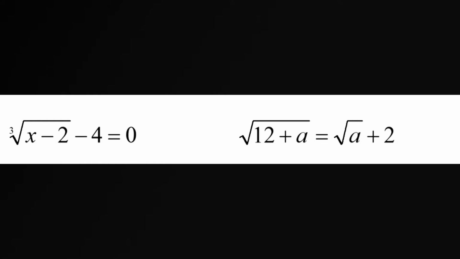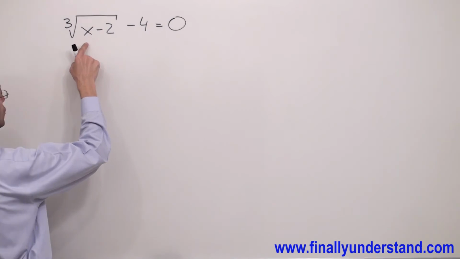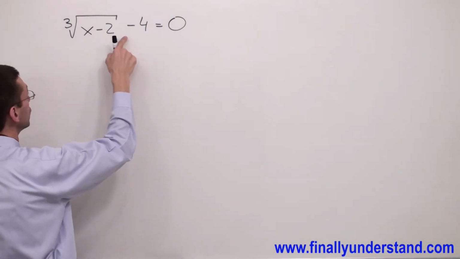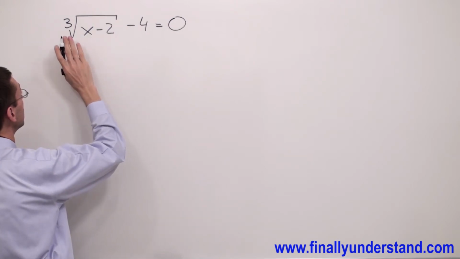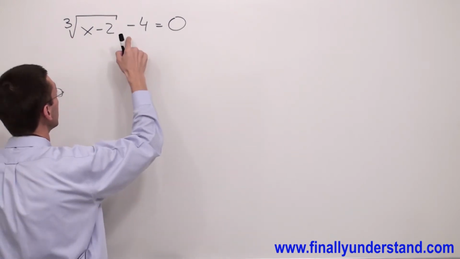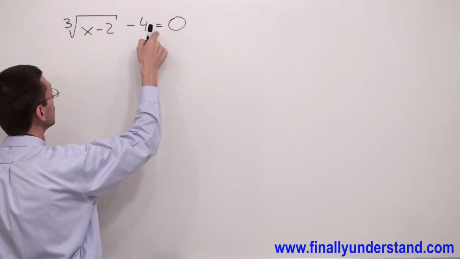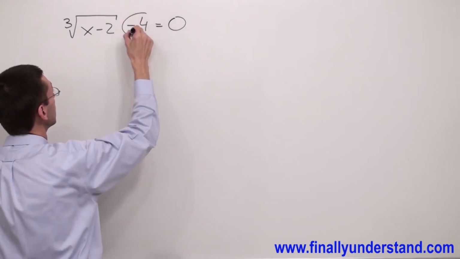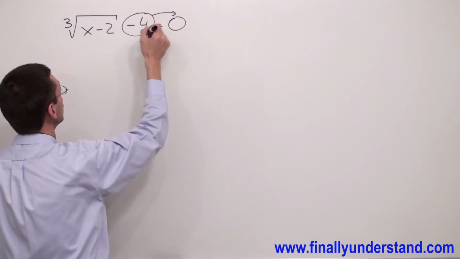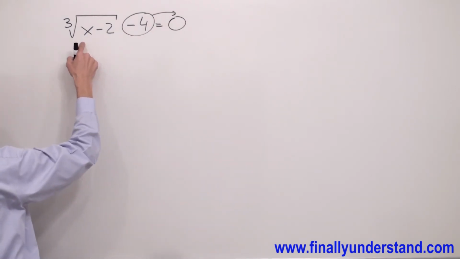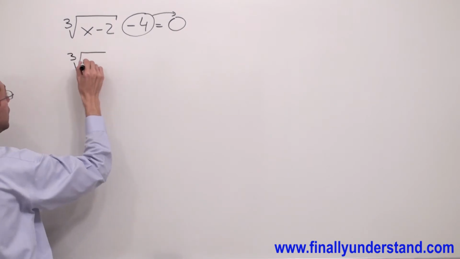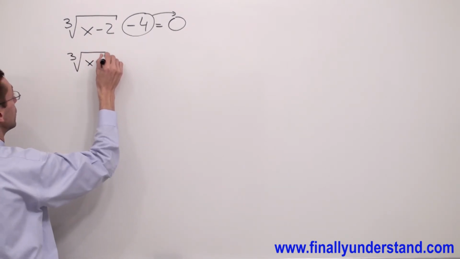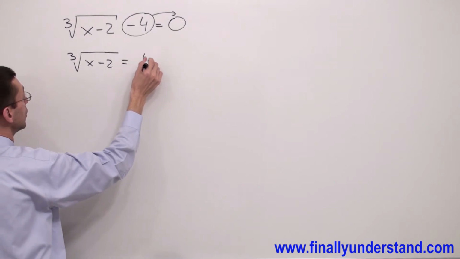Let's take a look at the first example. We have cube root of x minus 2 minus 4. Before I do anything with the cube root, I'm going to move negative 4 to the other side. I have to make sure that I have only the cube root on the left side. So I have cube root of x minus 2 is equal to 4.